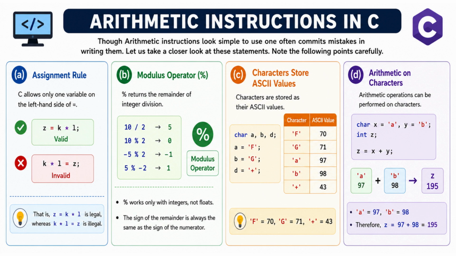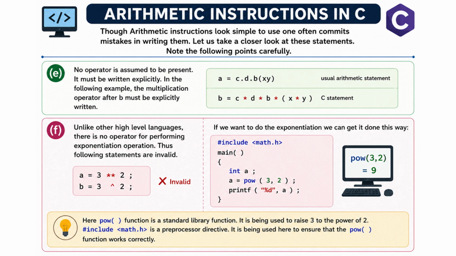The next point is how a character is used with operators. If characters are used with an operator, then their ASCII value is used, as shown below in the table and example. You can see in example D that arithmetic operations can also be performed on characters with the help of ASCII values. As we see, a's ASCII value is 97 and b's ASCII value is 98, therefore z's value is 195. Next, point E. Here you see the difference between how it is written in general math and how we can write it as a C statement.